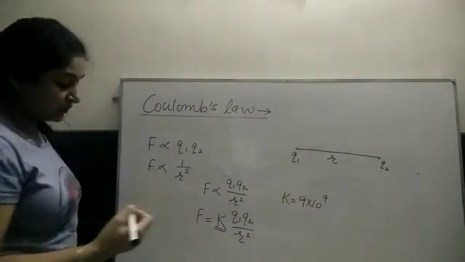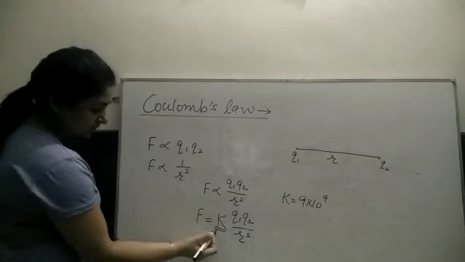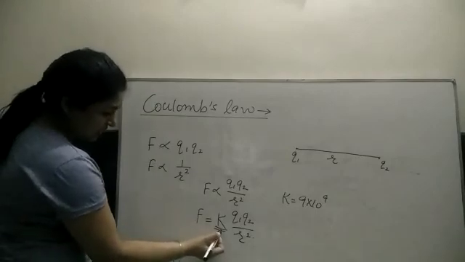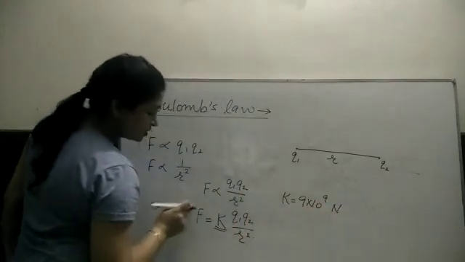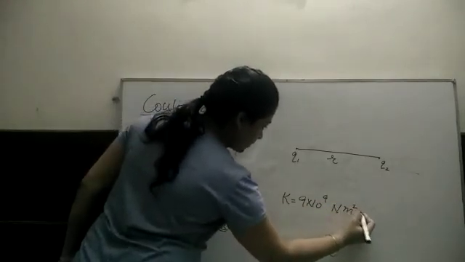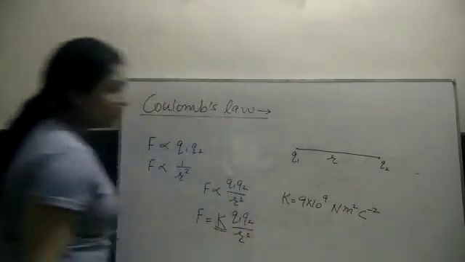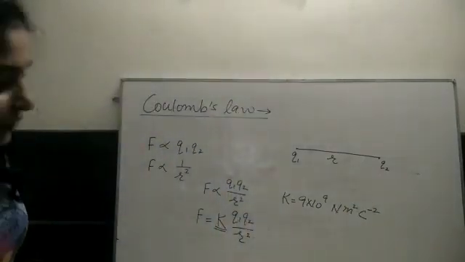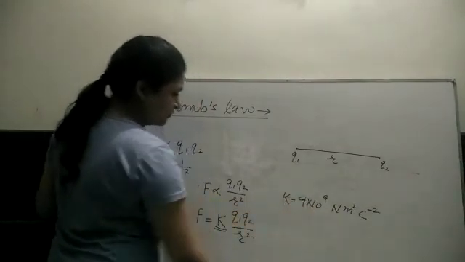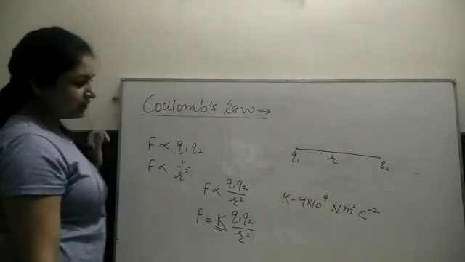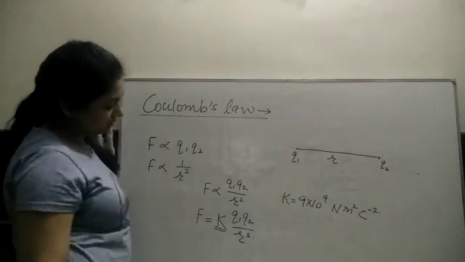So now let us write down the units of this constant also. What would be the unit of this constant K? It would be Newton meter square per Coulomb square. So along with the units we have written the value of this K. For numerical purposes we can simply use this value of K, that is 9 into 10 raised to power 9 Newton meter square per Coulomb square.